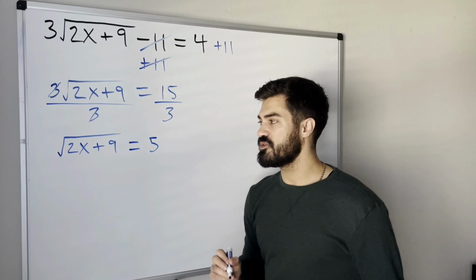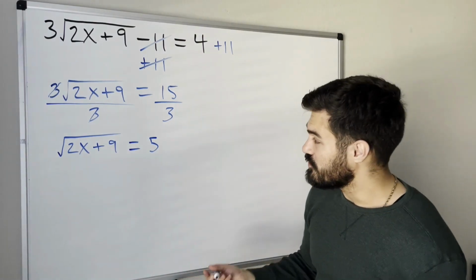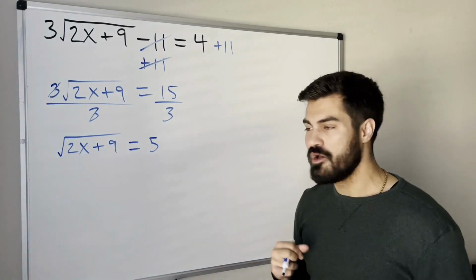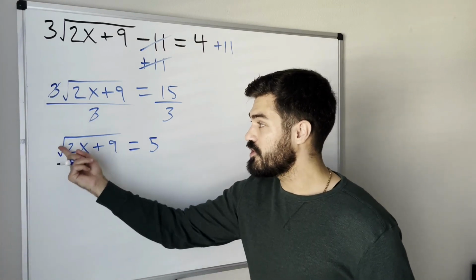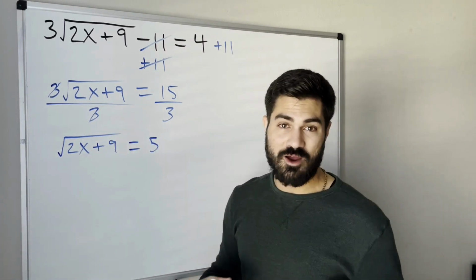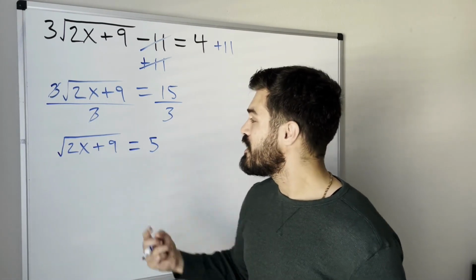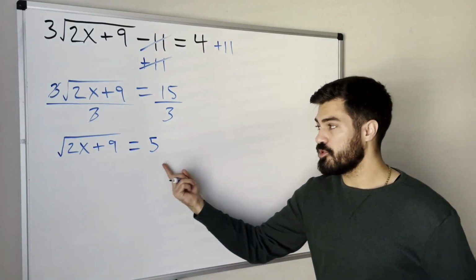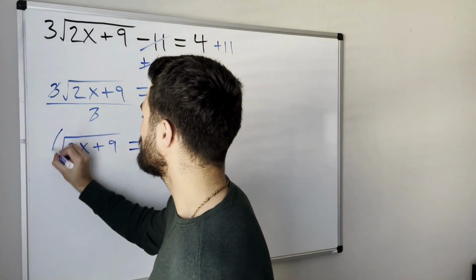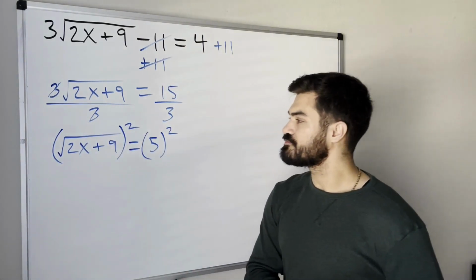Okay? So now, once we've got the radical isolated, what we want to do is get rid of that radical. And how we do that, since this is a square root, is we're going to square both sides of the equation. If it were a cube root, we would cube both sides. If it were a fourth root, we would raise both sides to the fourth power, etc., right? The index of the radical, in this case that's 2, that's the power you always raise both sides of the equation to get rid of that radical. Hopefully that makes sense. So in this case, we are going to square both sides of the equation.